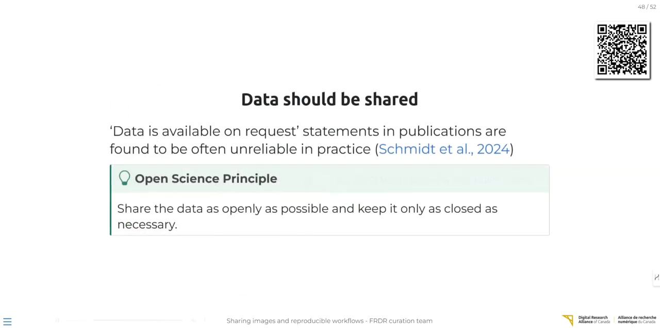Be aware that despite increasing emphasis on open science, data is still rarely shared openly. The common phrase, "data is available on request," has proven to be unreliable in practice. According to open science principles, we should share our data as openly as possible and only restrict access when absolutely necessary, for ethical, legal, or privacy reasons.